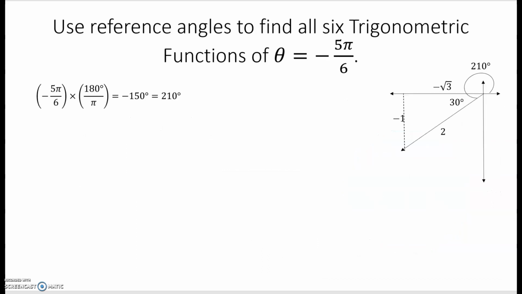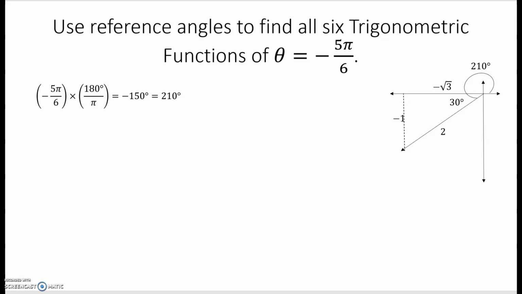Okay, so if we look at this one, we're going to find the reference, we're going to use reference angles to find all 6 trig functions for theta equal to negative 5 pi over 6. Students seem to have an easier time working with degrees rather than with 5 pi over 6 radians, because radians usually have fractions and degrees don't.